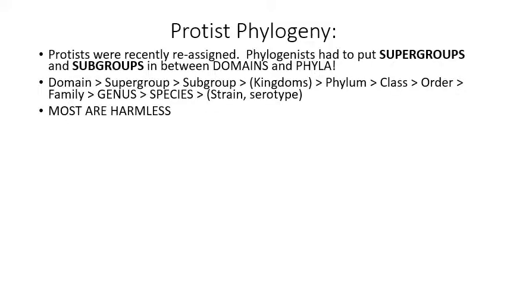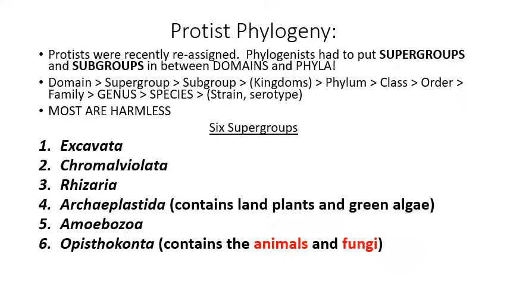Okay, let's discuss the different phyla of protists. Okay, so protists were originally reassigned from the kingdom Monera to supergroups that are placed in between the domains and the phyla. So here are the six supergroups that we're going to study: the excavata, the chromalveolata, the rhizaria, the archaeplastida, the amoeba, and the opisthoconta.